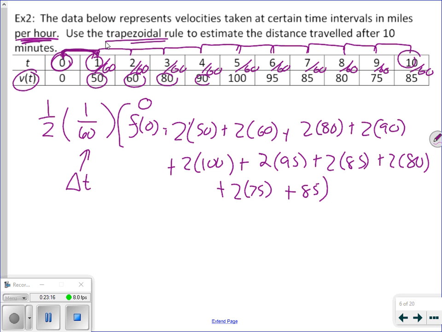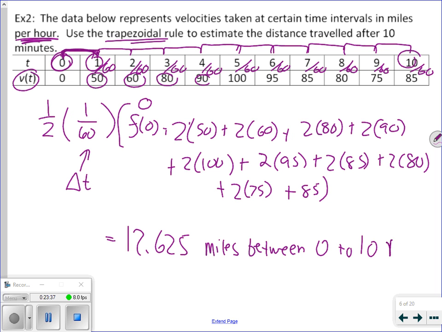Now that's a lot to type in, but take your time, and you're going to get a very accurate approximation. I ended up getting 12.625 miles that have been traveled between 0 to 10 minutes.